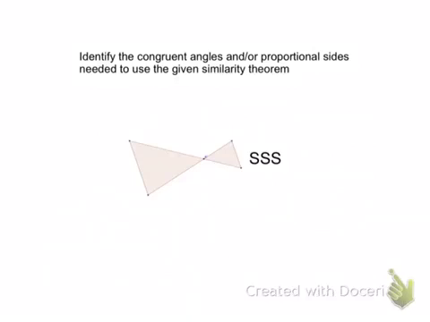Side, side, side. I need three pairs of sides. So if I said this was, let's say 6, 8, and 10, and I dilated that by a scale factor of 2, this would have to be 3, this would have to be 4, and that would be 5. Therefore, I'm comparing 3 pairs of sides in both triangles.